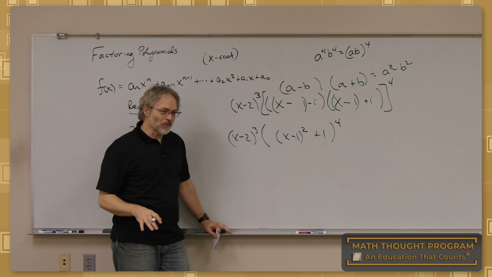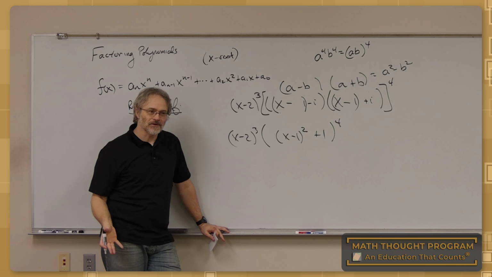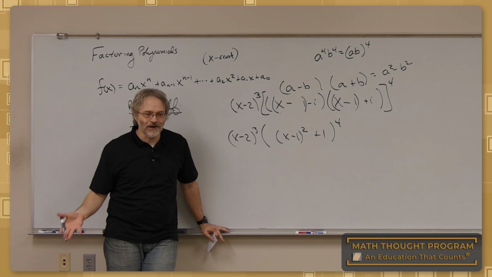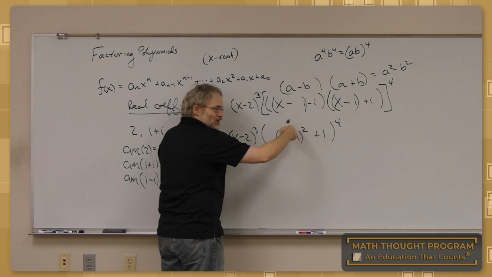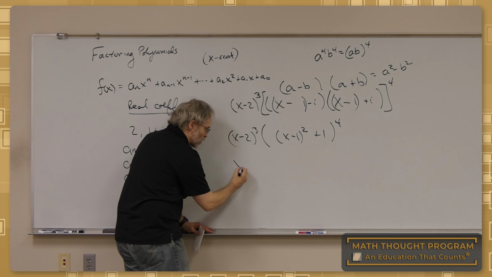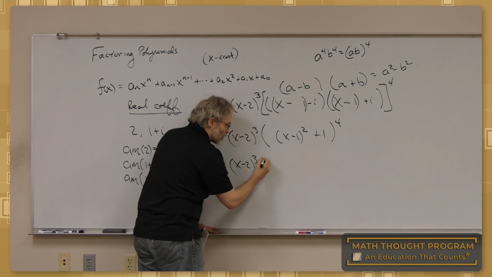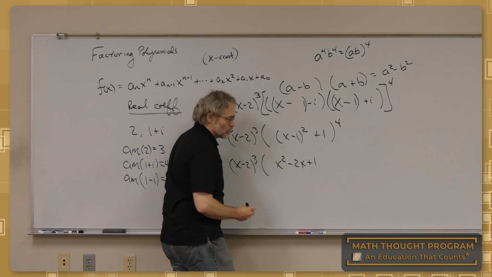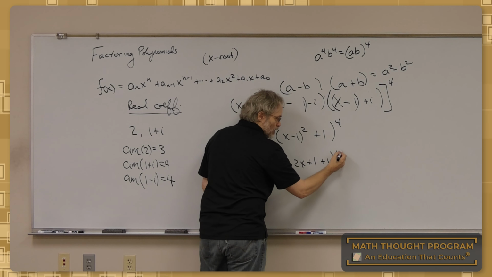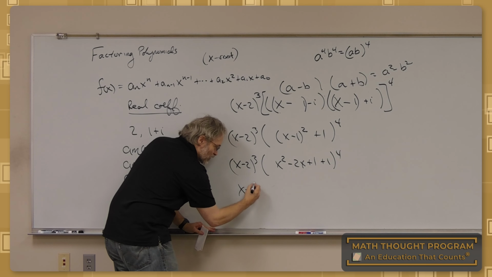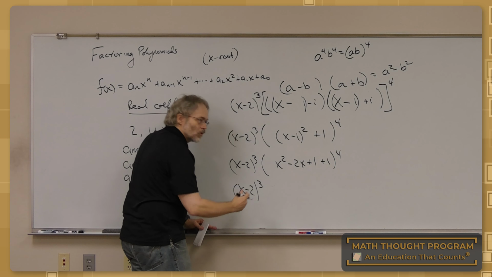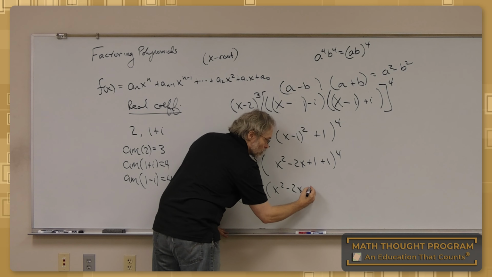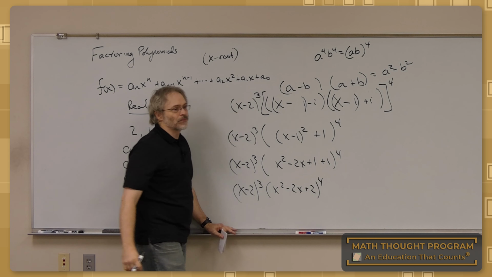Do I have any more complex imaginary numbers up here anymore? No. They've gone away. They're not here anymore. Okay, now, the next thing is you can take this and just expand out just a little bit more, tidy it up. We'll have x squared minus 2x plus 1, add it to 1, thereby giving us in the very, very end, (x minus 2) cubed times (x squared minus 2x plus 2) raised to the 4th power.